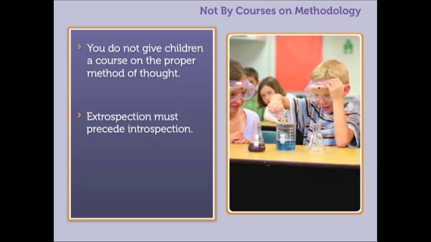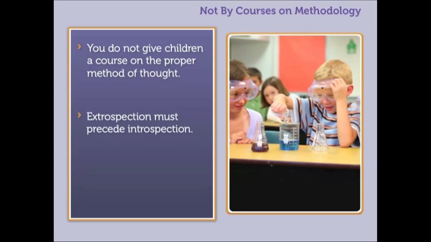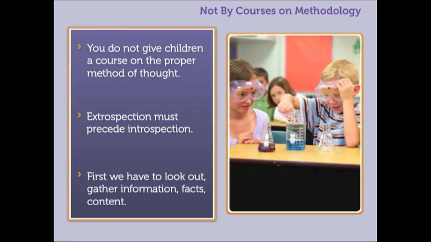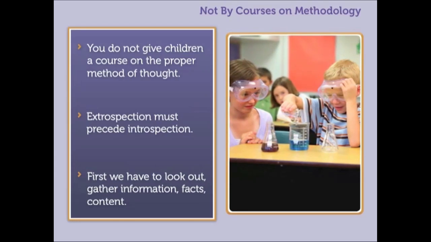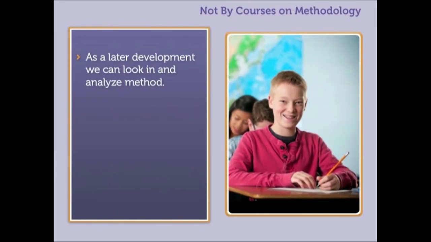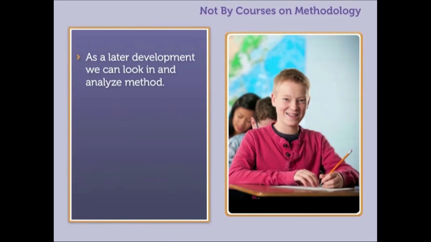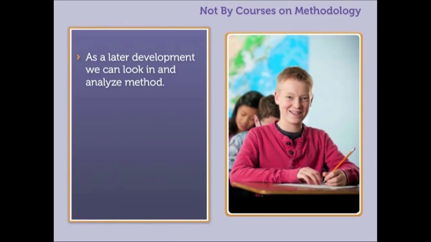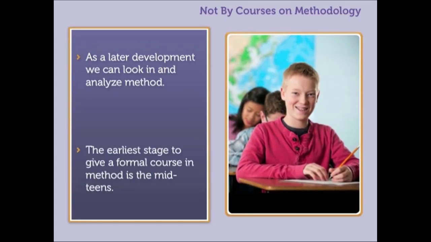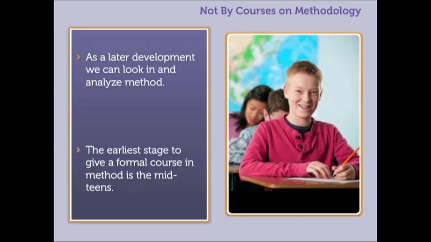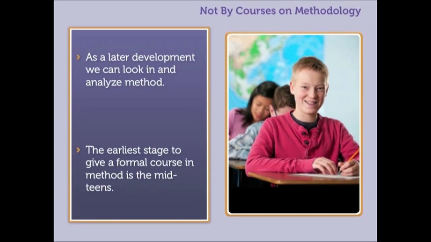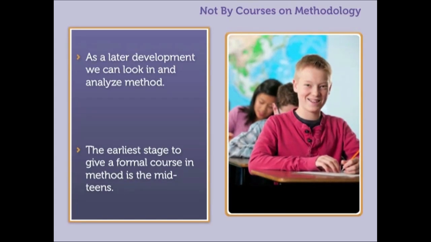Extrospection must precede introspection, whether in an individual or in the whole history of the human race. First, we have to look out, gather information, facts, content. Then, at a certain level of sophisticated development, you can look in and analyze what your consciousness is doing with this content. You can abstract the method you're using and, if necessary, improve. So I would say the earliest stage, in my opinion, to give a formal course in method is the late high school years, the mid-teens. And at that point, it would merge into a course on epistemology.